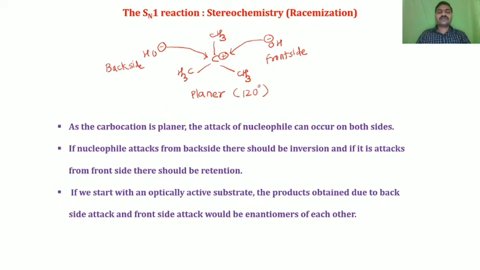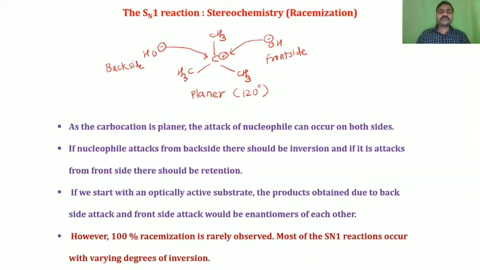If we start with an optically active substrate, the products obtained due to backside attack and front side attack would be enantiomers of each other. So remember, when backside attack and front side attack take place, they give enantiomers of each other. However, 100% racemization is rarely observed. So most SN1 reactions occur with varying degrees of inversion.